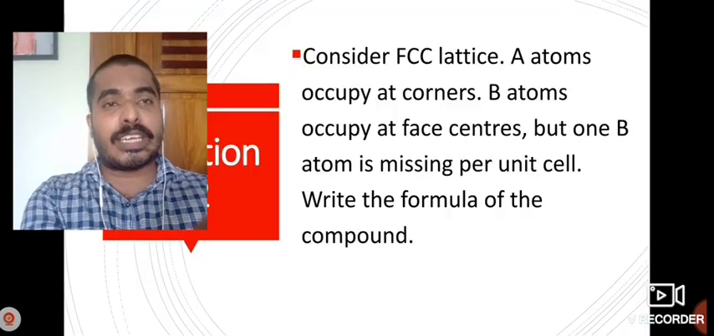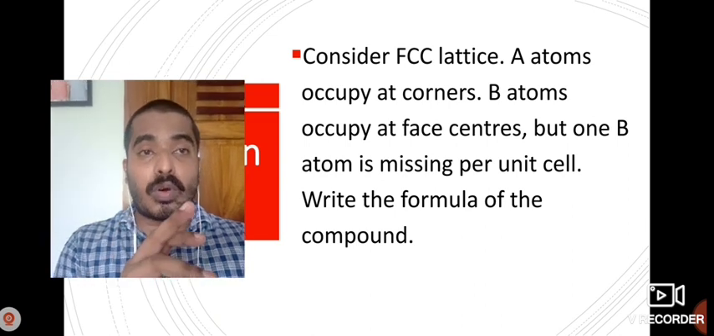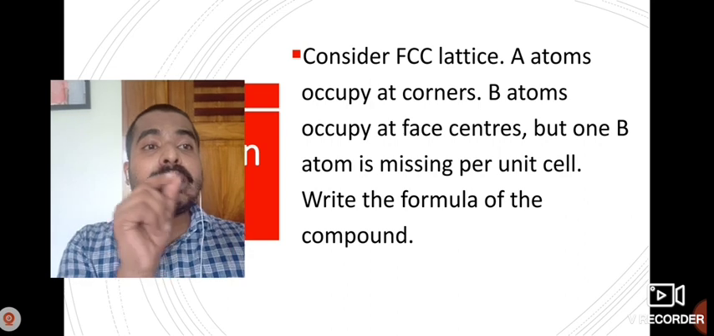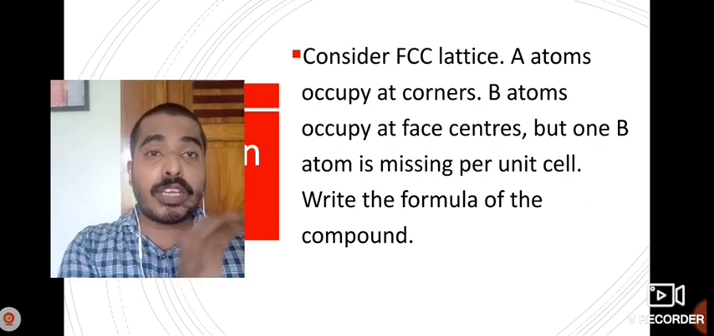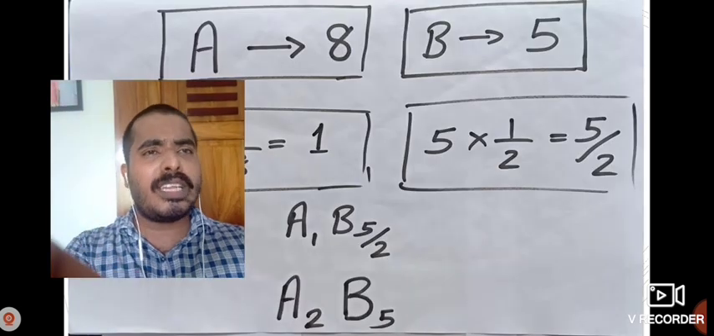Quickly moving on to second question. Consider FCC lattice. A atoms occupy at a corner, B atom occupy at a face center. But there is a problem. One B atom is missing per unit cell. Per unit cell there is a missing of one B atom. Write the formula of the compound. It's very easy to solve.